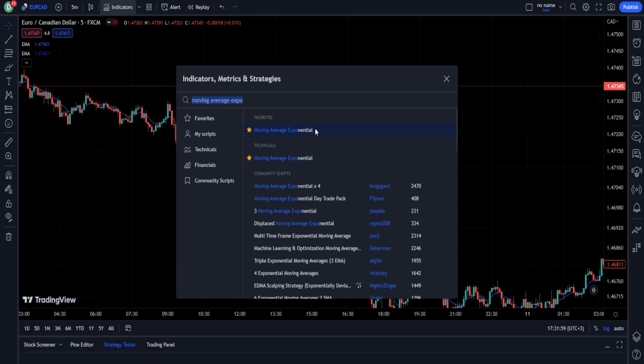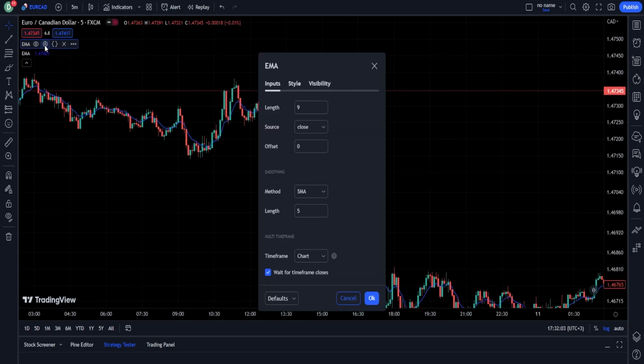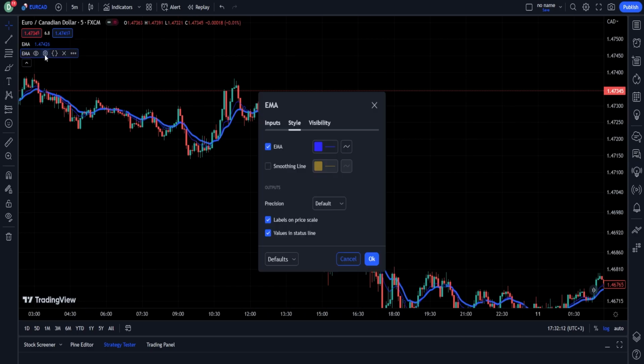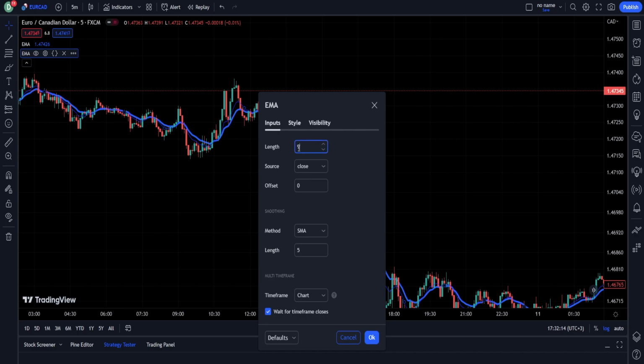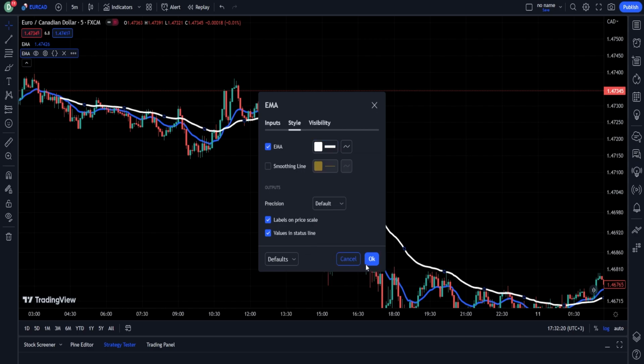First, we will select two EMAs, exponential moving averages. I will set one EMA to 15 and the other one to 50. You can adjust the thickness and color of the EMAs according to your preference. However, I would advise against using red and green colors as they might get confused with the other indicator.